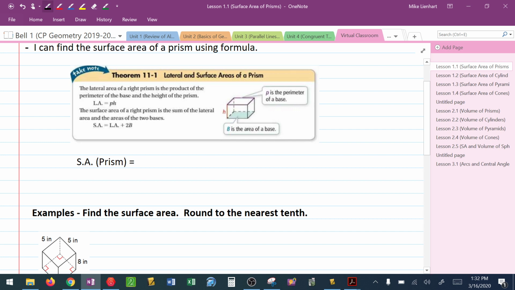Well, I know that in order to find the surface area of a prism, the first thing that I want to do is find what is called the perimeter of the base and multiply that times the height. Then we're going to add to that 2 times the area of the base.